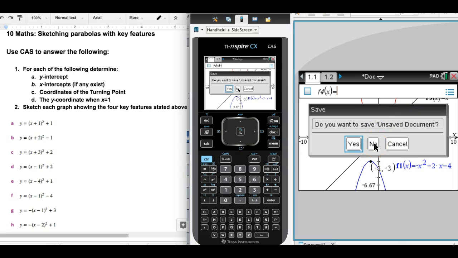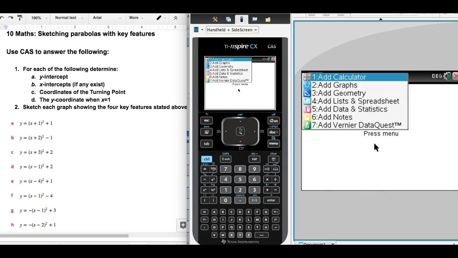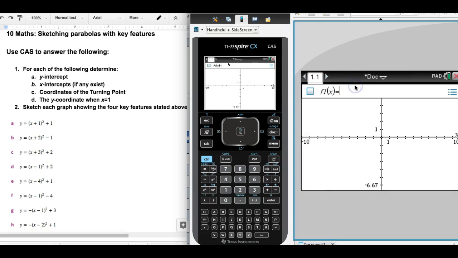I mean, who wants to save maths work that they continually do? Well, I probably shouldn't say that as a maths teacher, but you're just going to end up with a lot of junk, and you don't want a lot of junk in your calculator because the memory will go.